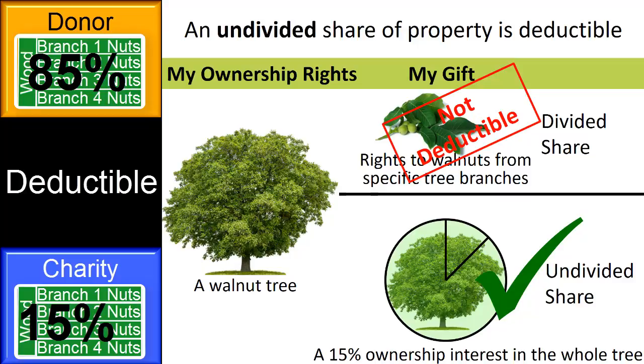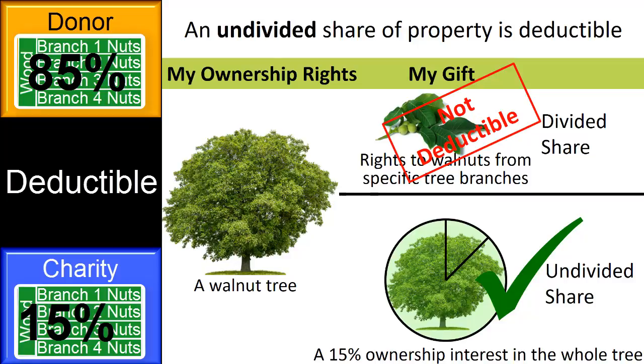When the donor gives a 15% ownership interest in the whole tree, this gives the charity the rights to 15% of any walnuts collected, 15% of the price of any wood sold from the tree, and the right to force the sale of the tree. There is no way for the donor to increase the value of his retained ownership rights relative to the rights given to the charity.